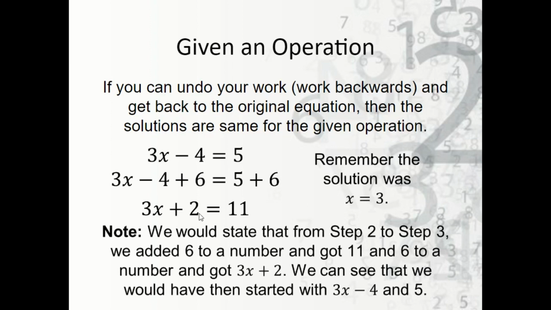So we're going to try to work backwards. If we work backwards, we would state that from step 2 to 3, from here we added 6 and got 11, and added 6 to a number and got 3x plus 2. We can see that we would have then started with 3x minus 4 is equal to 5. So if we were to undo that step of adding 6, then we would end up with this, and therefore our solution would still be x equals 3. So if we were to take this and subtract 6 from both sides, would we end up with the same thing? And in this case, we would.